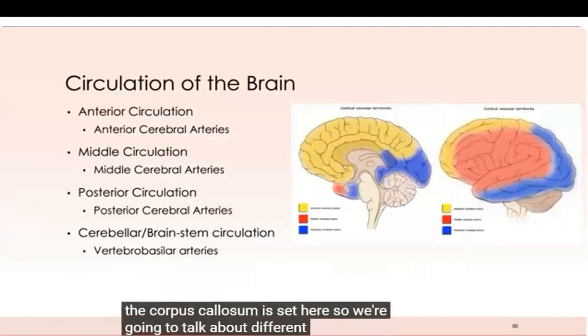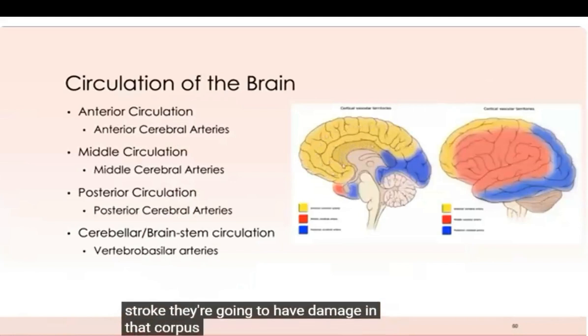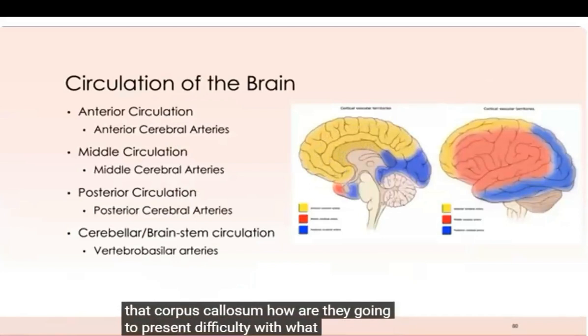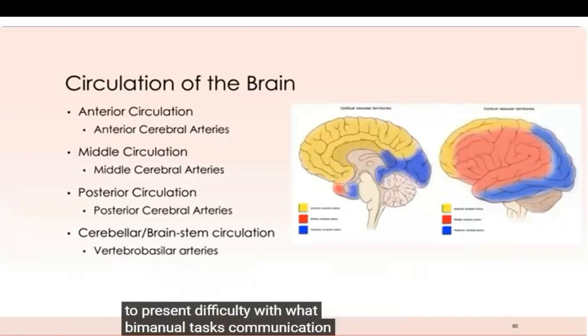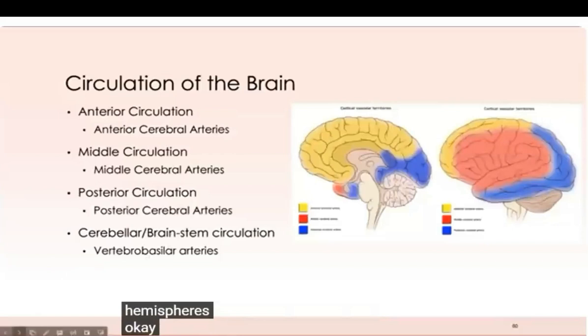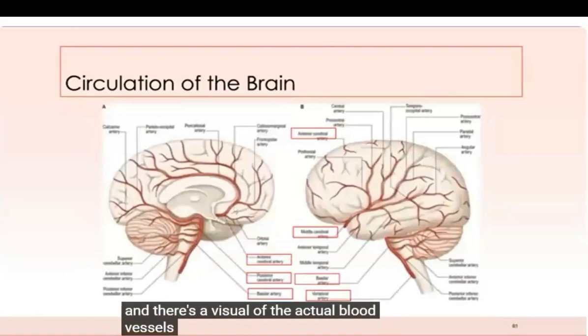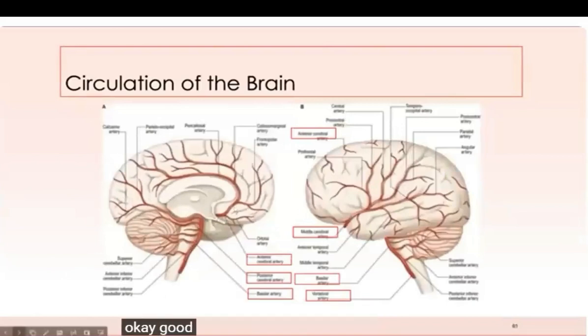So we're going to talk about different strokes. If somebody has an anterior cerebral artery stroke, they're going to have damage in that corpus callosum. How are they going to present? Difficulty with what? Bimanual tasks, communication of the hemispheres. Okay, I know this is a lot. And there's a visual of the actual blood vessels. Good.